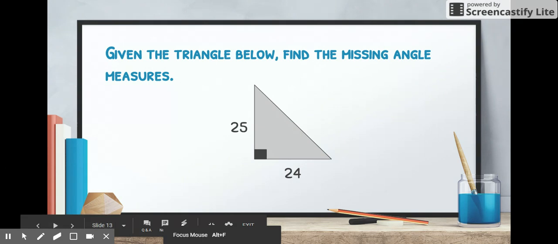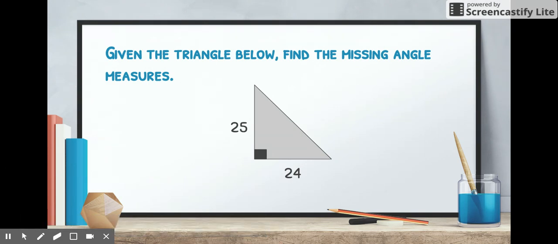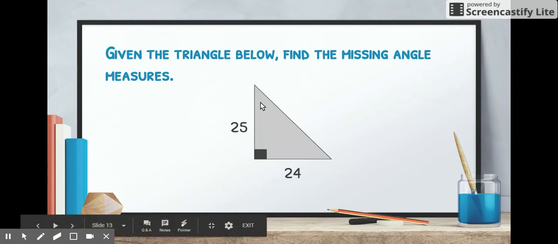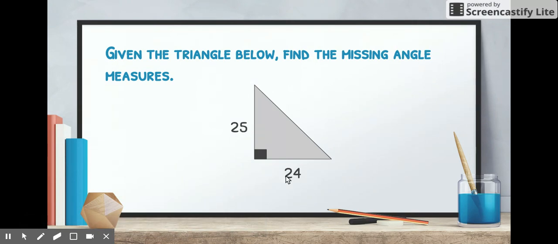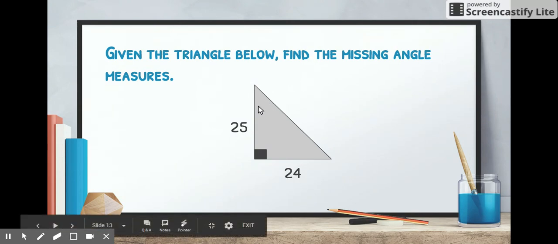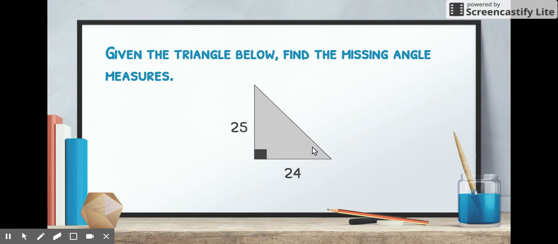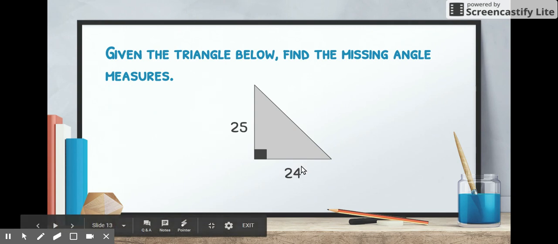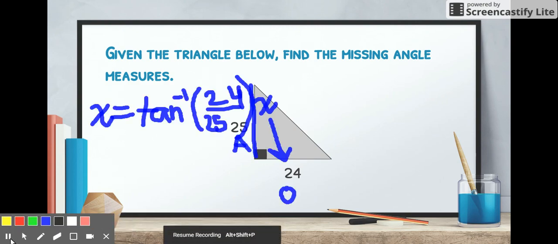So here's another problem. We have a right triangle and 2 side lengths. This is perfectly set up for us to be able to find missing angle measures. So it actually doesn't matter which angle measure we find first because if we wanted to find this acute angle measure here, we have the side opposite to it and the adjacent. So we could take tan inverse of 24 over 25 to get this angle measure. Or we could solve for this angle measure first, and we have tan inverse of 25 over 24 to get this angle measure. So it doesn't really matter. I'm just going to solve for the angle on the top for the purposes of this video.